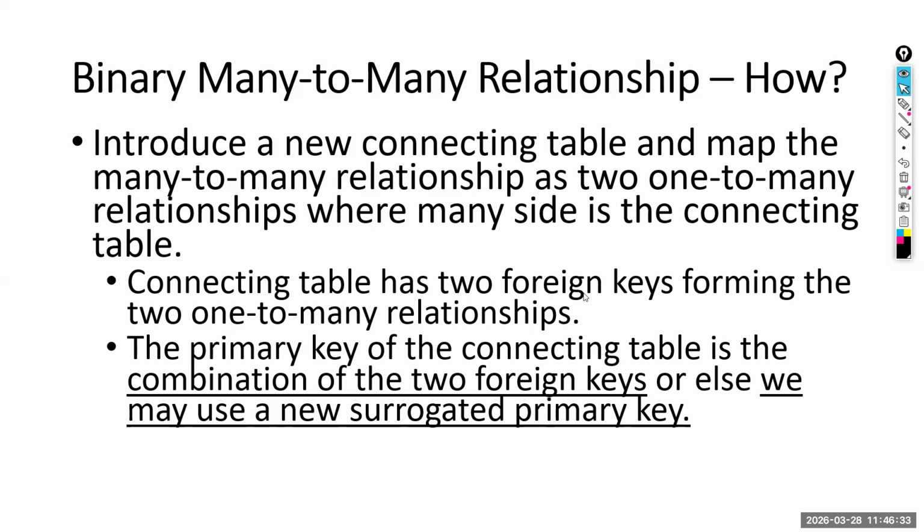Right? So add a connecting table and map it as two one-to-many relationships. That means your connecting table is going to have two foreign keys, because the connecting table is the many side for both relationships. And that combination of the two foreign keys, you can consider it as a primary key. That is a composite primary key. Or you can just consider those two as foreign keys and add a surrogate primary key.